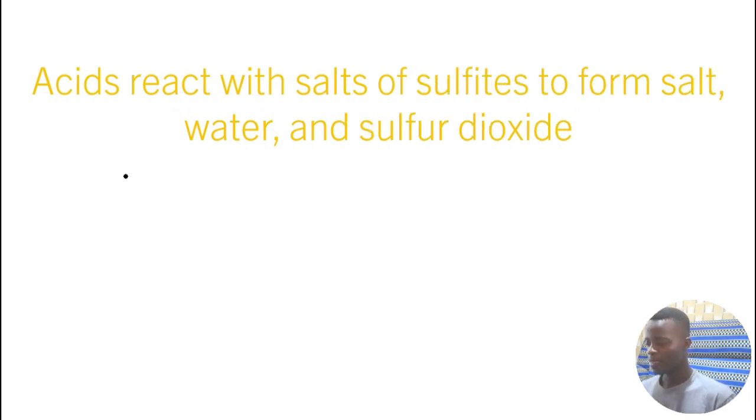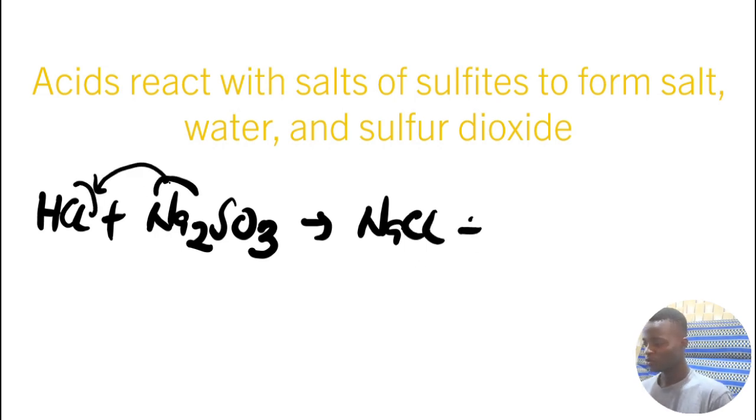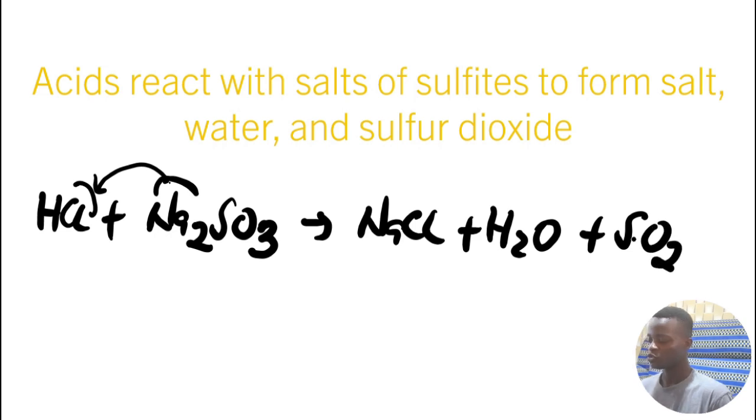There's another one again. Acids react with salts, a salt of sulfite. So let me do HCl plus Na2SO3, as a source of sulfite. So we are going to form a salt over here again. The salt is going to be NaCl again, because the Na from here is combining with the Cl from here. Then we are going to form water, H2O. Instead of carbon dioxide, we don't have C here, so we are going to have SO2.